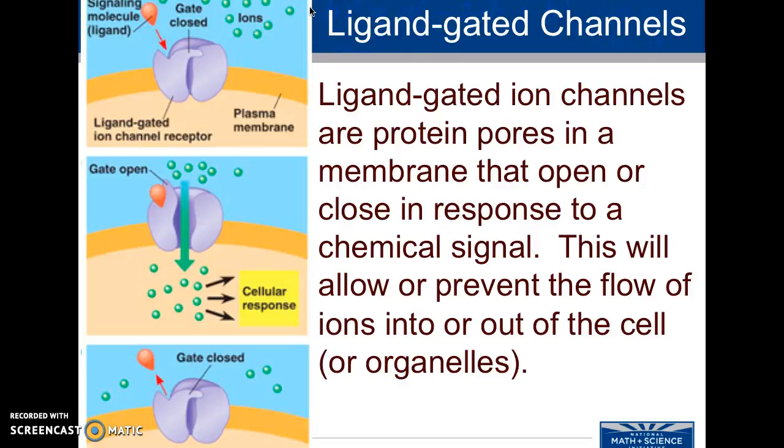The last type are ligand-gated ion channels. They are protein pores in the membrane that open or close in response to the presence of a chemical signal. They always allow the flow of ions in and out of the cell. So, for example, your sodium-potassium pump would be an example of that in the nervous system.